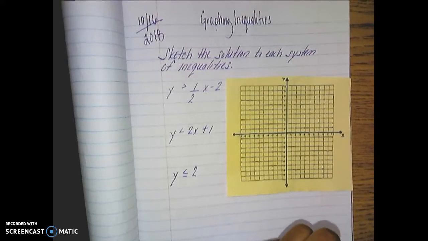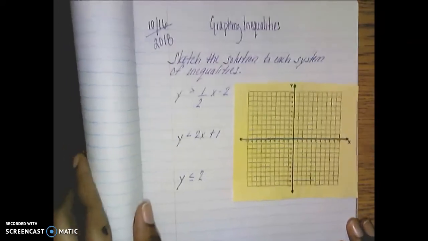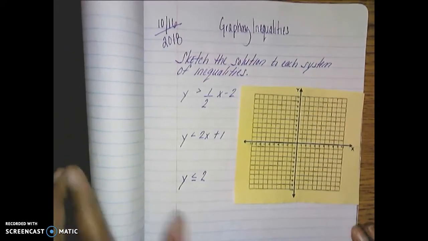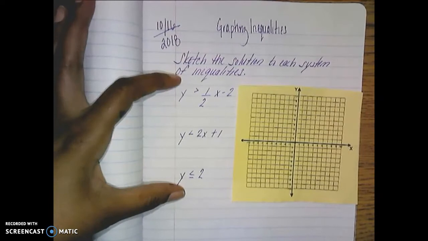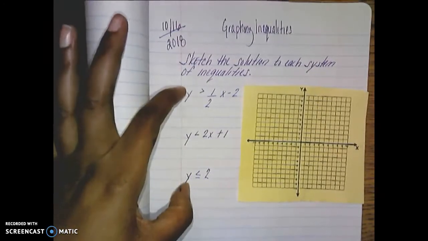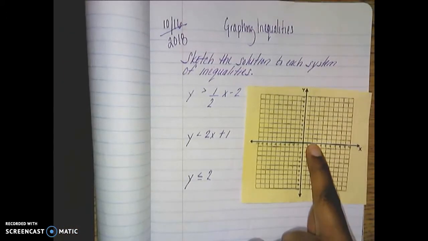This is Miss Gable, and we have our problem for today that focuses on what we did earlier in class. What we want to do is sketch the solution to each system of inequalities. This happens to be a system of 3 inequalities, so we're going to put all 3 inequalities on this same graph.